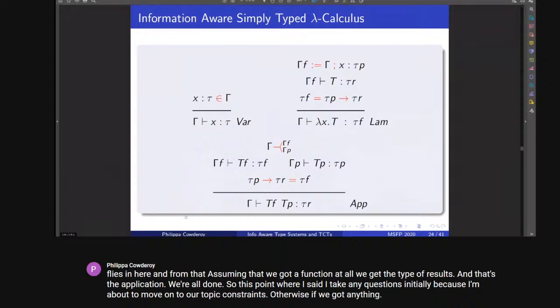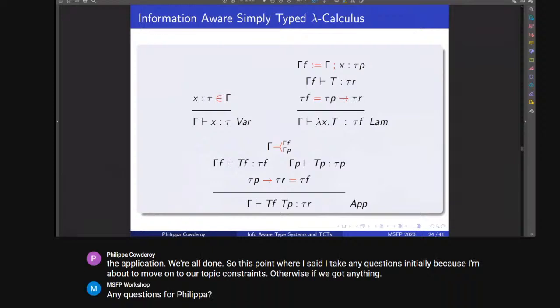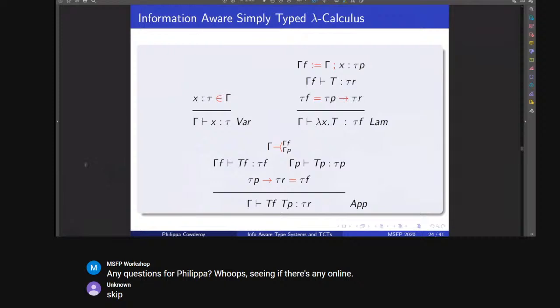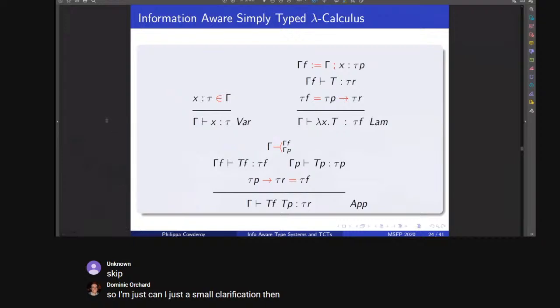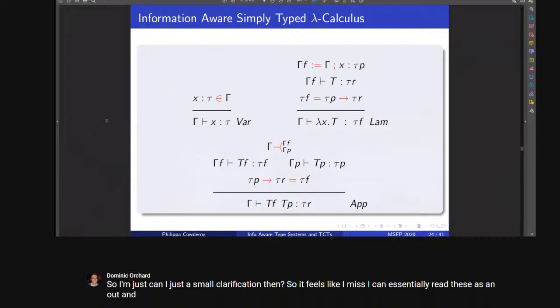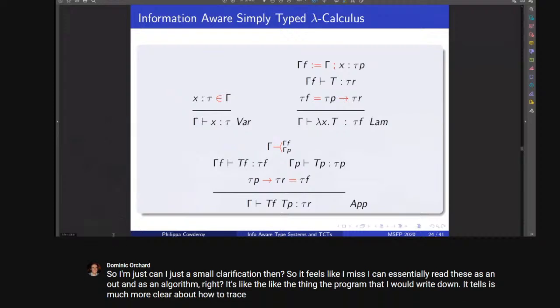Any questions for Philippa? Oops. Seeing if there's any online. So, can I just ask a small clarification then? It feels like I can essentially read these as an algorithm, right? It's like the program that I would write down. It's much more clear about how to trace things through constraint-wise. Is that essentially it?